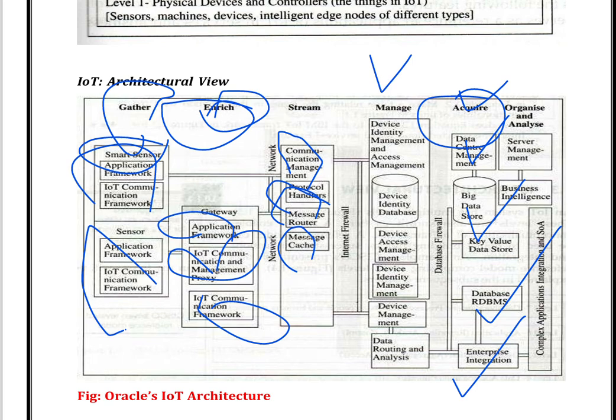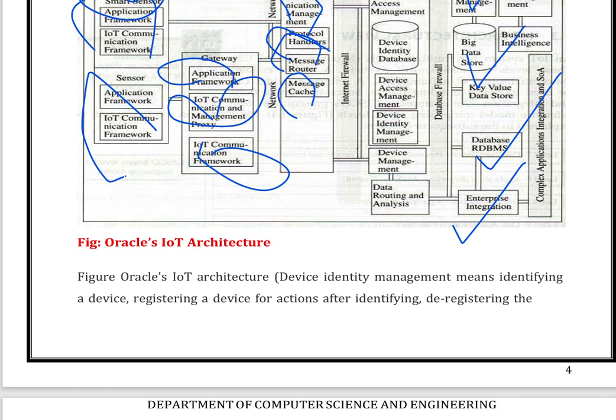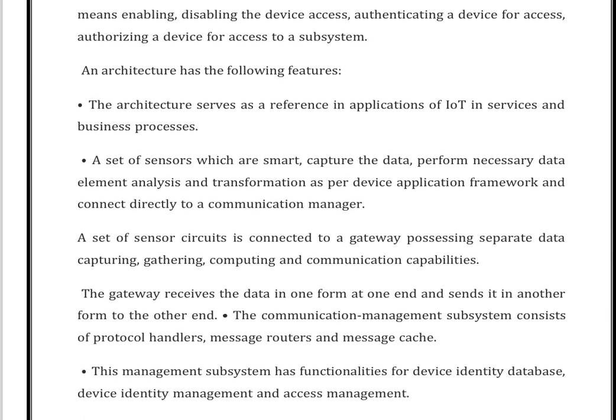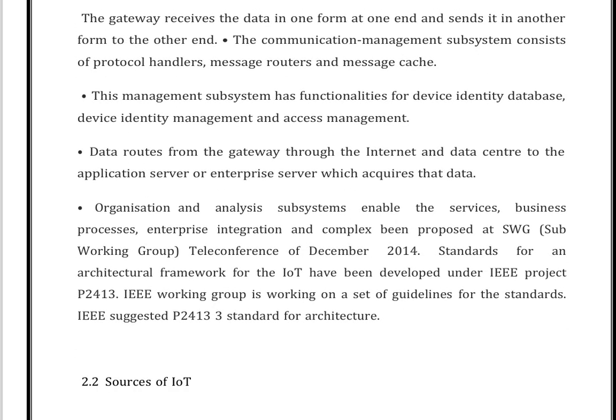We gather information, enrich and stream, and manage and acquire. That's it. Gather, enrich, stream, manage, acquire, organize. Okay, that's it. This is all the stuff you can read out.